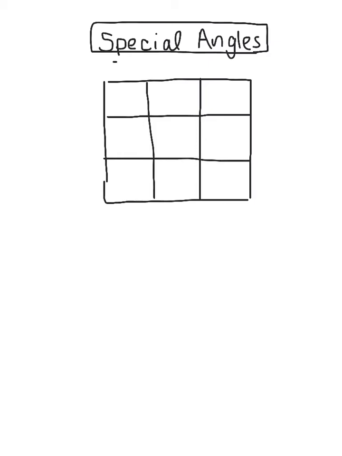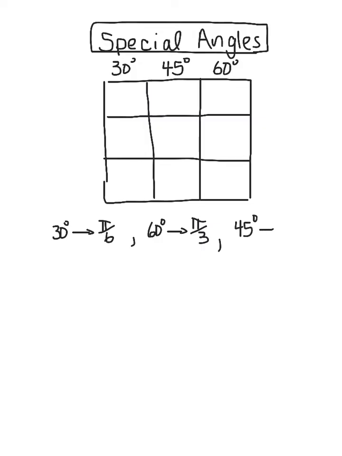So the special angles are 30 degrees, 45 degrees, and 60 degrees. Okay, now remember though, we have just finished going over degrees to radians, radians to degrees. You're not going to see them written as 30, 45, and 60. So remember that 30 degrees is really pi over 6. 60 degrees is pi over 3. And then the last one is 45 degrees, which is pi over 4.